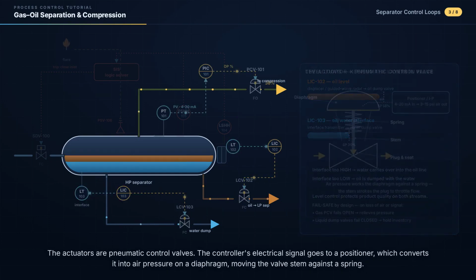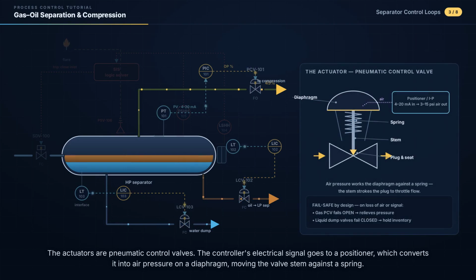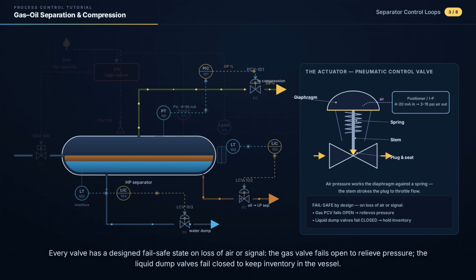The actuators are pneumatic control valves. The controller's electrical signal goes to a positioner, which converts it into air pressure on a diaphragm, moving the valve stem against a spring. Every valve has a designed fail-safe state on loss of air or signal. The gas valve fails open to relieve pressure. The liquid dump valves fail closed to keep inventory in the vessel.